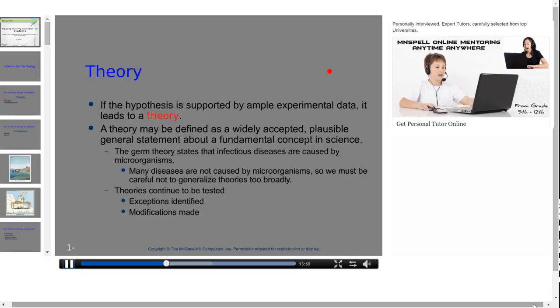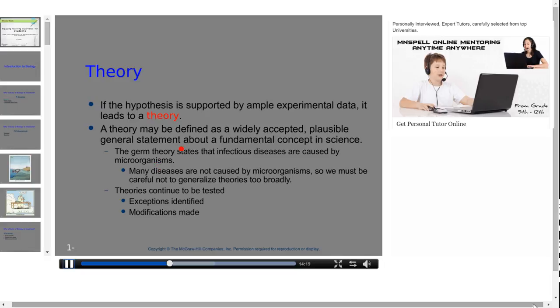Theory. When your hypothesis is supported with experimental data, and it is supported and proved with all your clinical trials and laboratory trials, it forms a theory. So a theory is a widely accepted general statement about a fundamental concept in science. For example, the germ theory. The germ theory states that infectious diseases are caused by microorganisms.